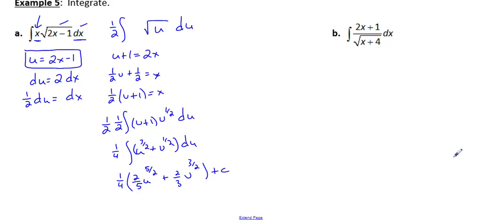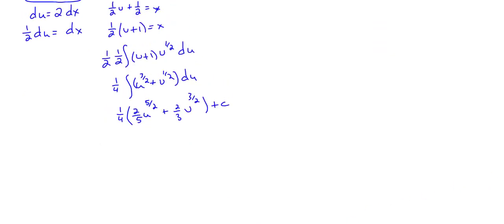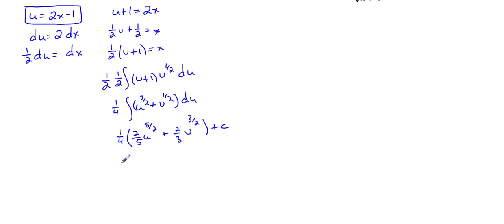All right, let's distribute the 1/4 and substitute back in for u, so we have everything in terms of x. 1/4 times 2/5, that's 2/20, which would be 1/10. 2x minus 1 to the 5/2 plus 1/4 times 2/3. Don't forget to distribute the 1/4 to the second term. It happens all the time. And what would that be? 1/6. 2x minus 1 to the 3/2. And then plus c.